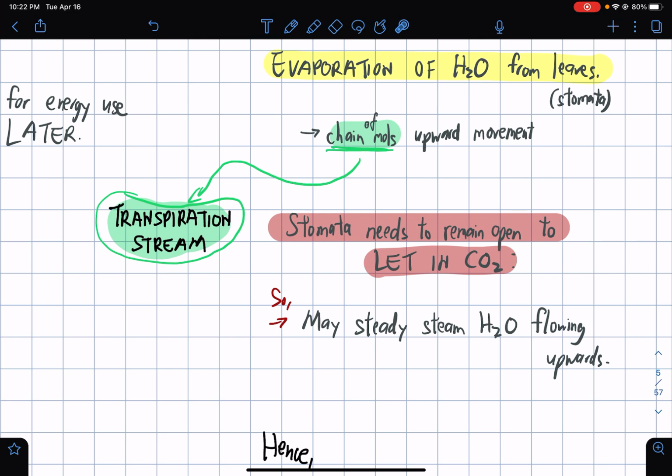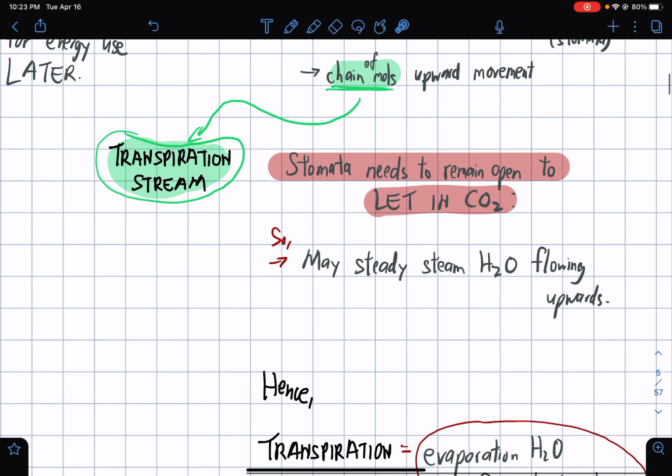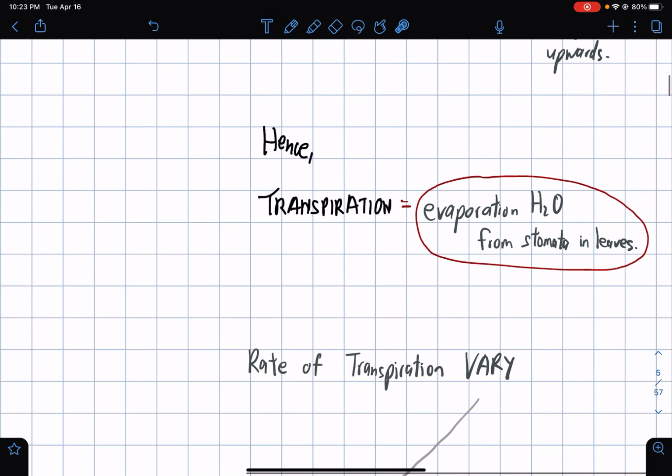And the stomata needs to remain open in order to let in CO2. This is only possible if there's sunlight. There is a reason why during nighttime, especially for young plants, they're not able to continue their growth. That's because their stomata is closed. So basically, there is a steady stream of H2O flowing upwards. Therefore, transpiration is basically the evaporation of water from the stomata in the leaves. Stomata is located in the leaves.